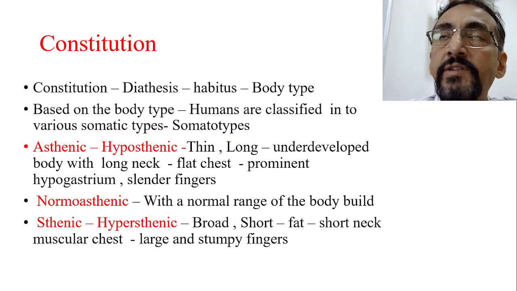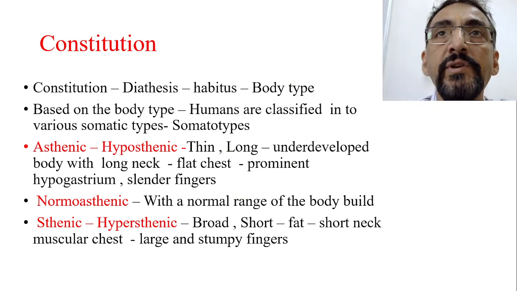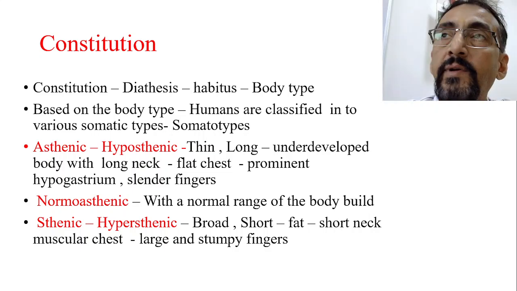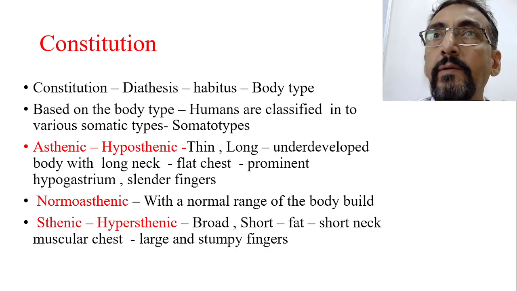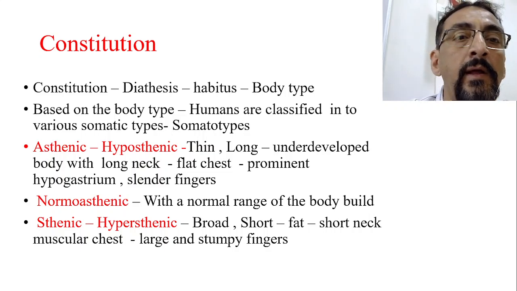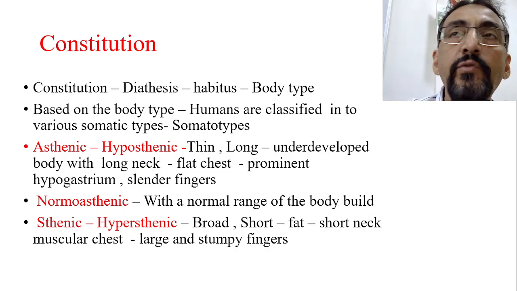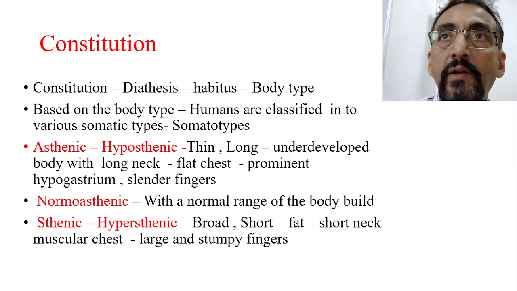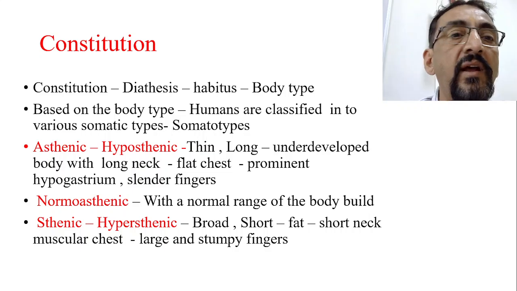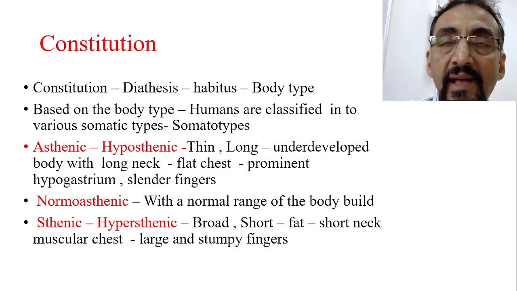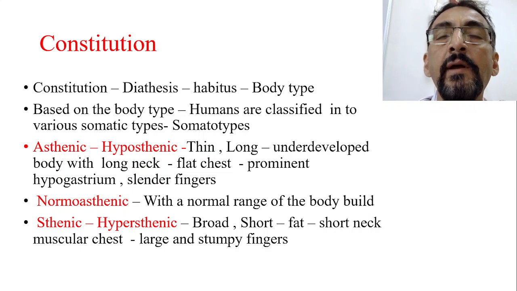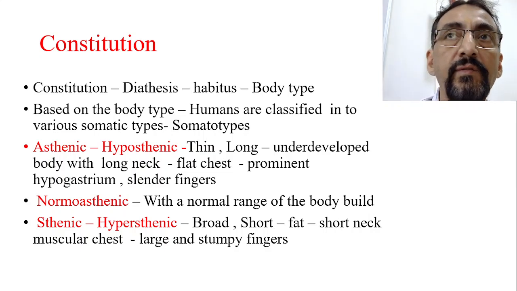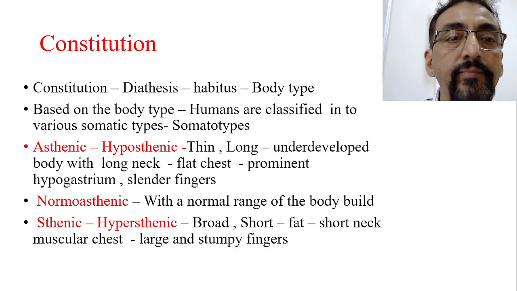Now in the general examination, the first point which comes is the constitution of the child. What is the body constitution? In Ayurveda usually we use the word prakriti. Constitution is called prakriti in Ayurveda, body constitution, and according to Ayurveda the constitution is there for the body and also for the mind. But in other medical sciences, constitution is also called diathesis, habitus, and body type. These are the different synonyms for constitution.